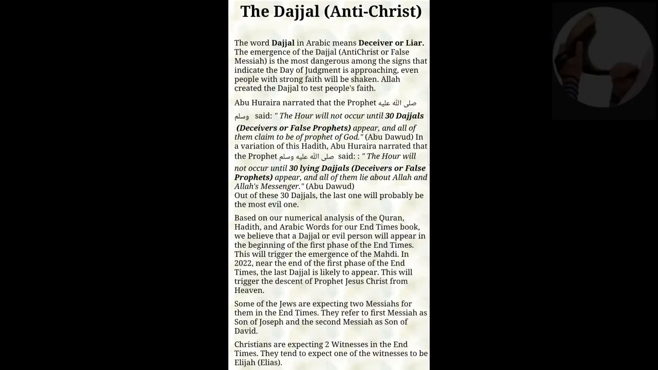They say, some of the Jews are expecting two messiahs for them in the end times. They refer to the first messiah as son of Joseph, that's Messiah ben Joseph, and the second messiah as the son of David, that's Messiah ben David. Christians are expecting two witnesses in the end times. They tend to expect one of the witnesses to be Elijah or Elias.